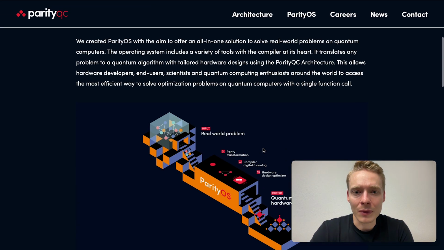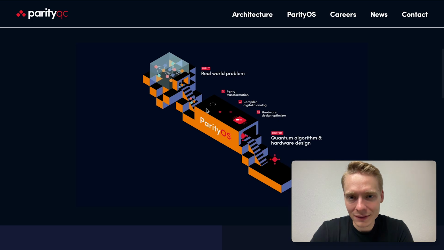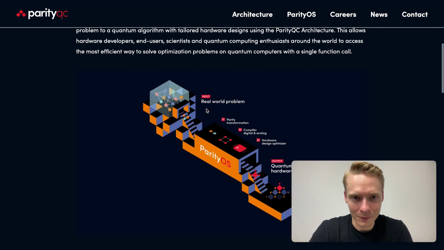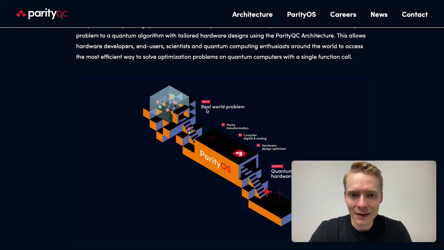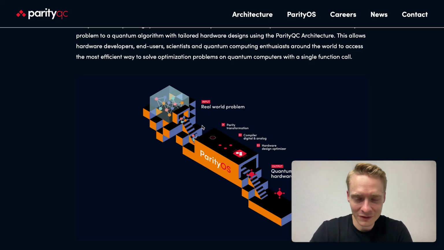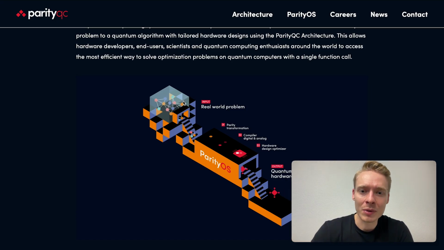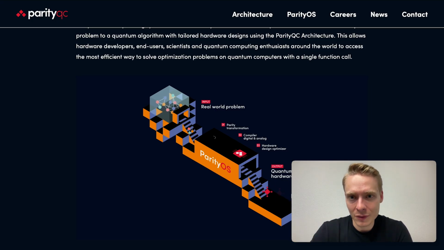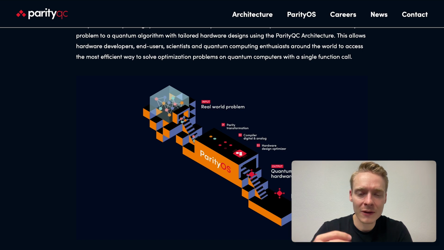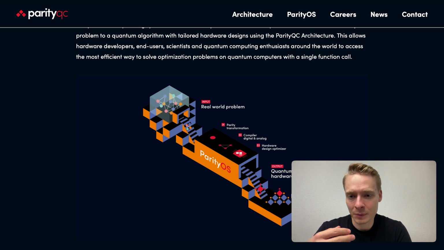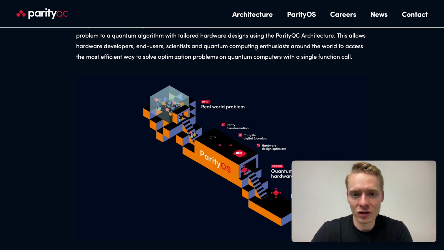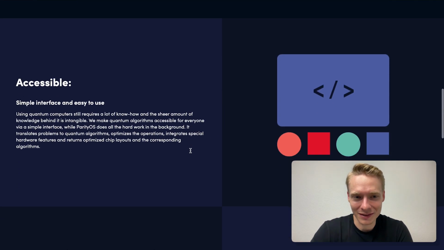Okay, so if I understand this correctly, and correct me if I'm wrong, you have a specific problem, like an optimization problem. You want to solve that. You basically encode this in ParityOS, and what it will give you is a hardware that you can use to actually solve specifically this problem. So it will spit you out, I don't know, a chip design, and this chip can at the end be used to solve this specific problem. But maybe I'm also wrong. Maybe I'm understanding this wrong.